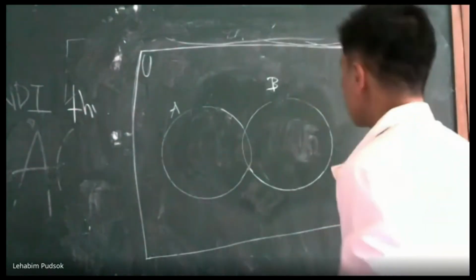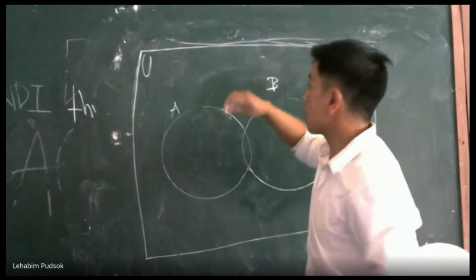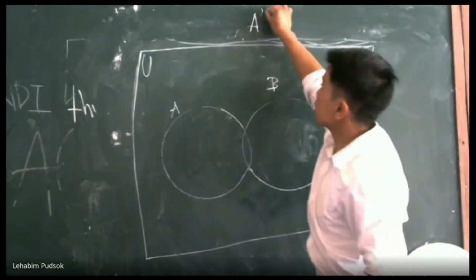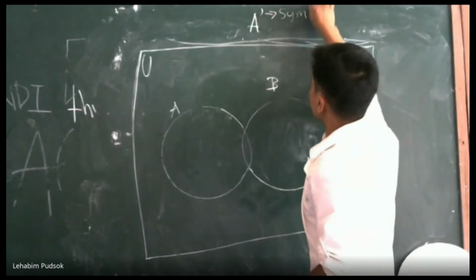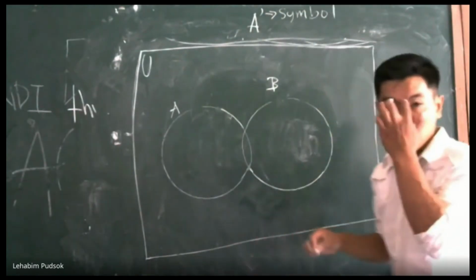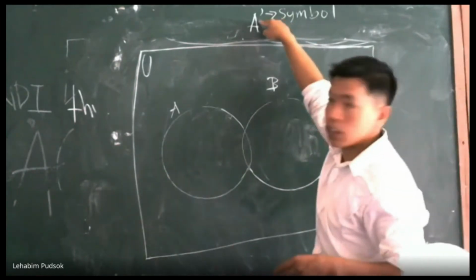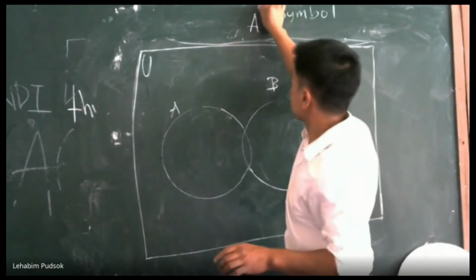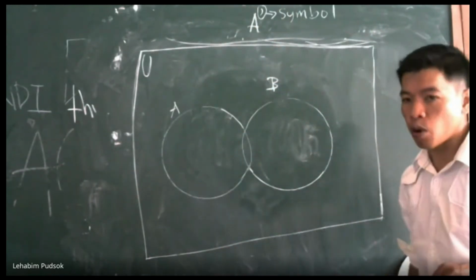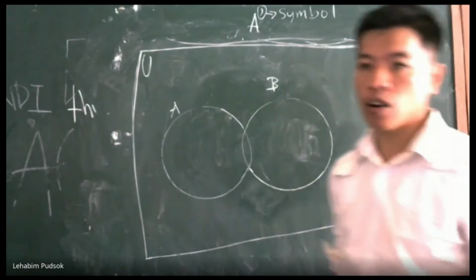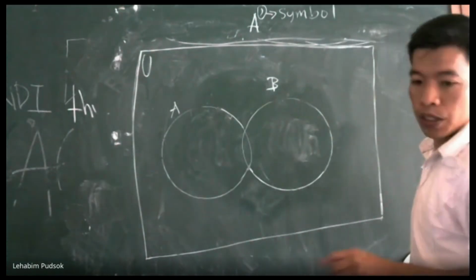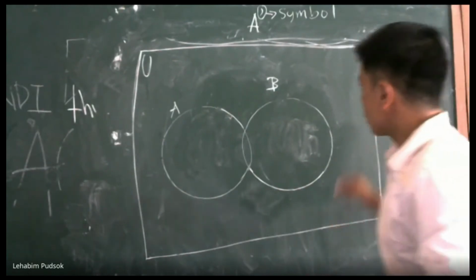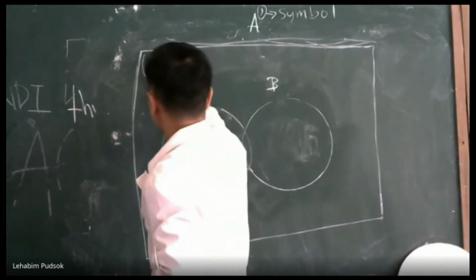And what is the symbol of complement? For example, we have A complement. This is the symbol. It is like a comma put in the upper right corner of the name of the set. It is like an exponent. A with a comma as an exponent, that is the symbol for complement. Now, if you are to interpret, okay, I will shade this part.